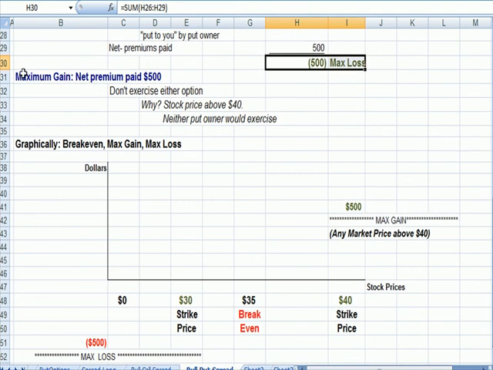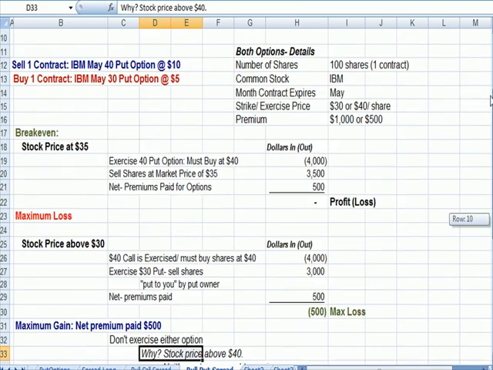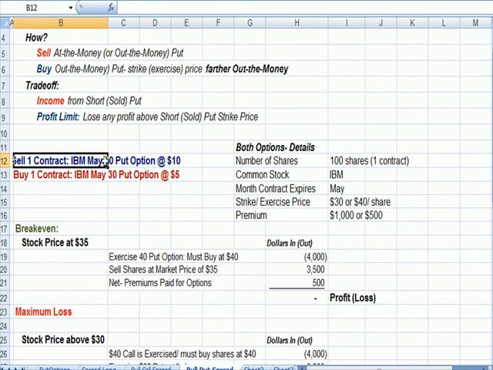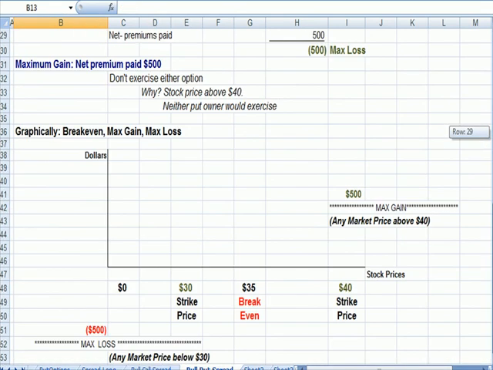The most we can gain, the net premium paid of 500, and that happens when neither side exercises the option, and the reason that neither side exercises is, if the stock price is above 40, why would you sell at 40 or 30 if the stock price is higher than that, 41, 50, 90? Neither put would get exercised, and we would keep the net difference in the premiums of 500. So again, graphically, any price above 40, our maximum gain is 500. Any price below 30, our maximum loss is 500.